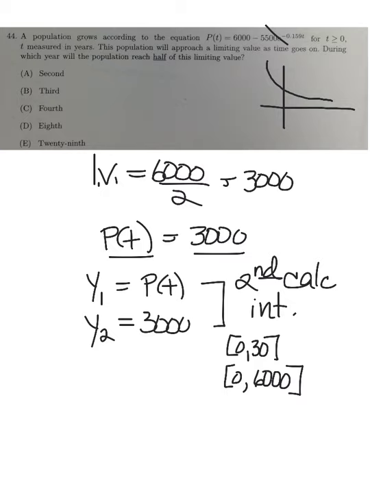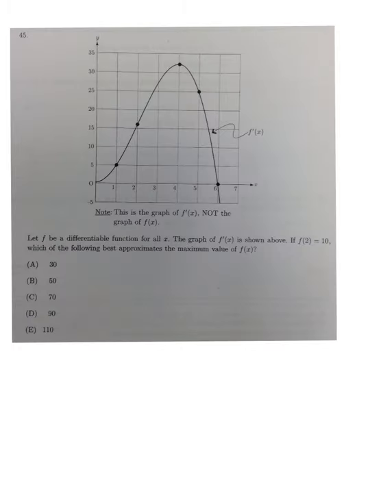All right, so once you do that and you do second calc intersect, you should get x equals 3.8. Then we're going to round that, and that would round into the 4th year, which would be choice C. I personally think this is a dumb question, but it's really not hard.